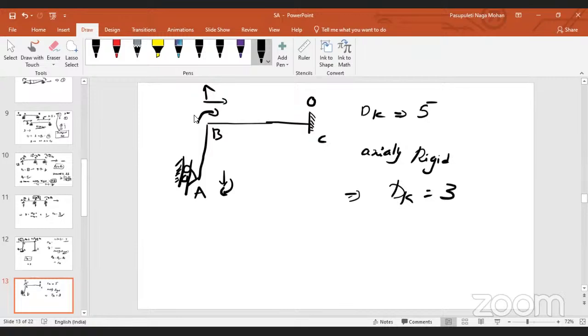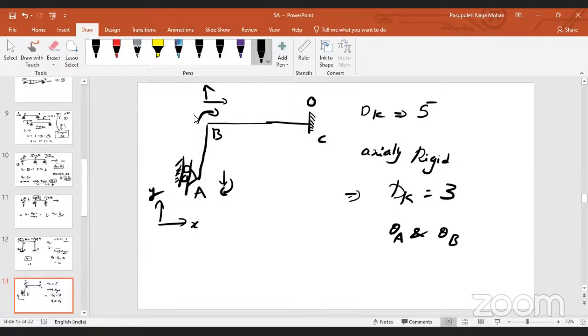Come on, guys. Rotations, you can directly tell me. What are they? Theta A and theta B. What about the other one? Along AB, we have a displacement, sir. Which displacement are you talking about? At the point A, we have displacement in the X and Y direction.